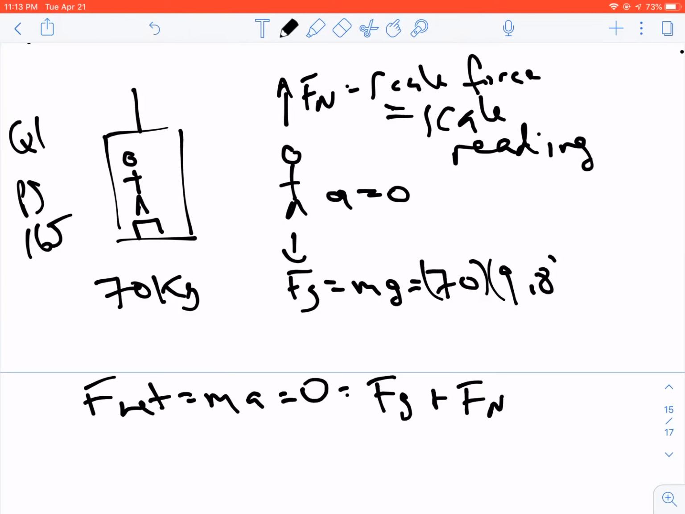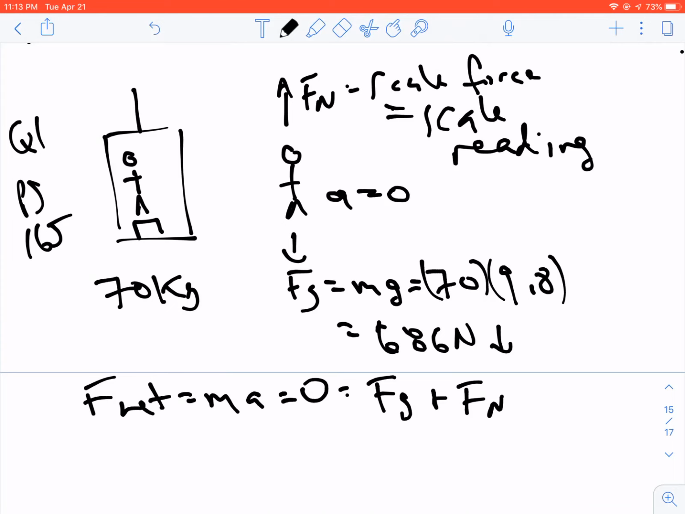So if I do my 9.8 times 70 to find the gravitational force acting on this person, it is 686 newtons down. Okay, so there's my gravitational force. Now, most of us would just look at it and say, obviously, if Fg is 686, Fn must be 686. But let's just go through the formality here of doing the math.